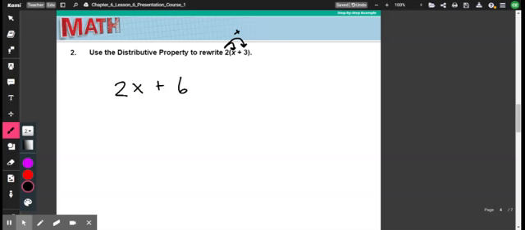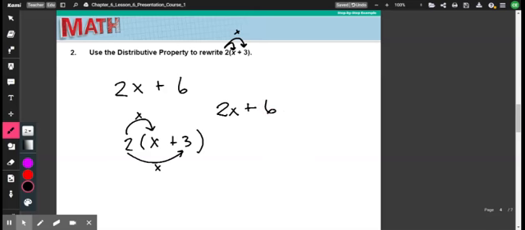Whenever you are distributing, you are always multiplying, okay? So I will show you again step by step what I did. I'm taking 2 times x, and then I'm taking 2 times 3. So I would write 2 times x is 2x, plus 2 times 3, which is 6. Okay, everybody gets a piece. That's the best thing about the distributive property. Everybody gets a piece, right?